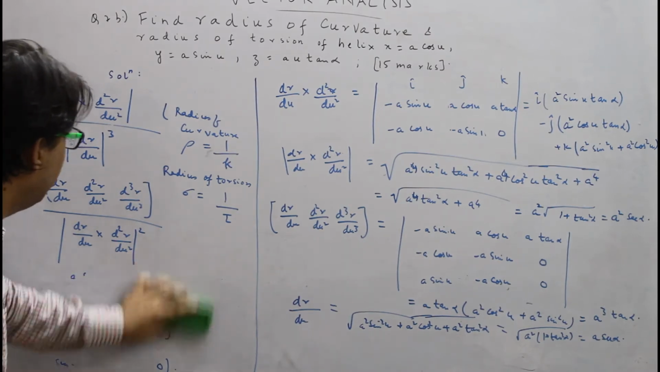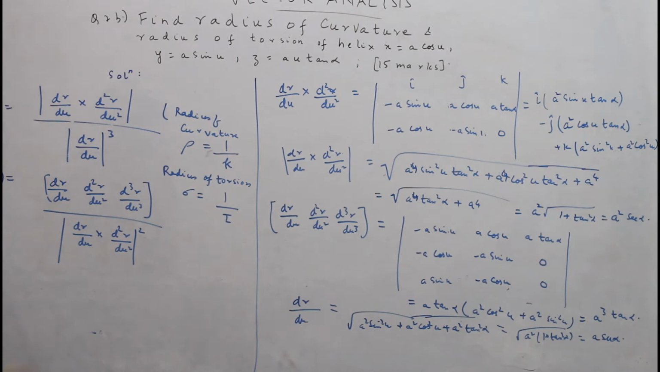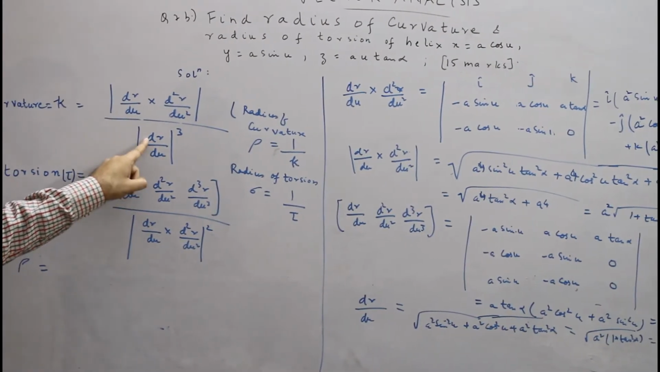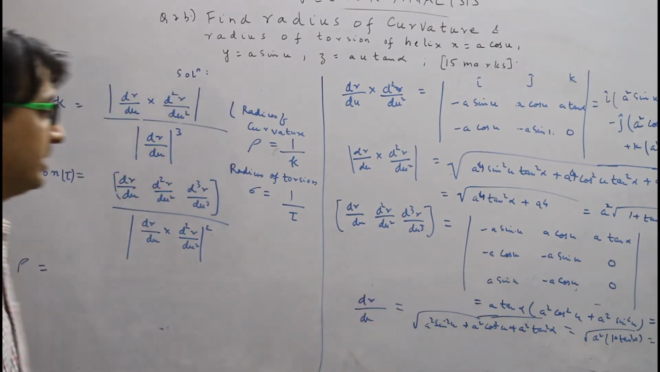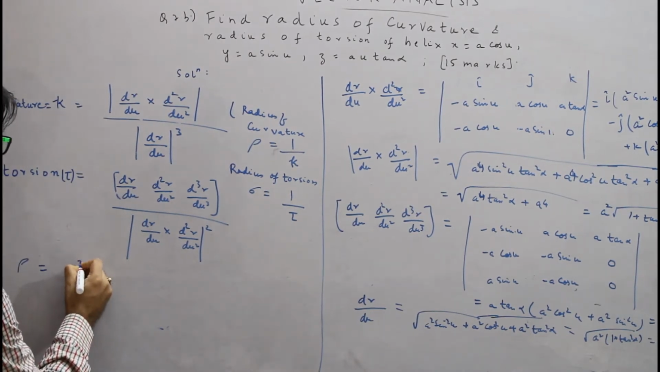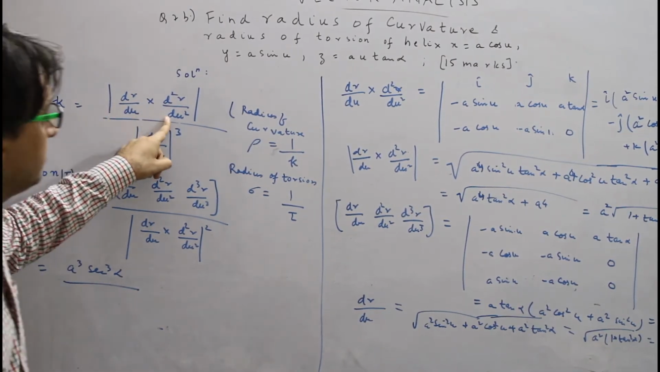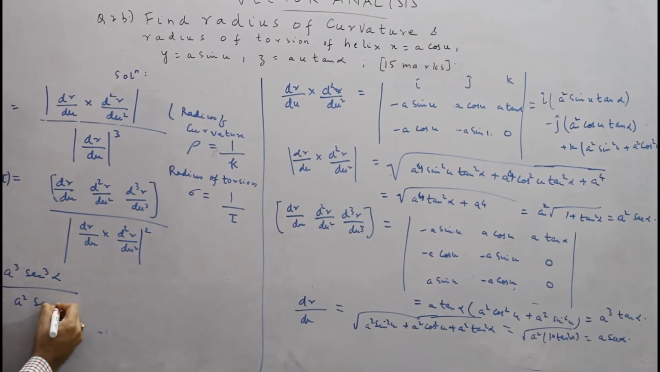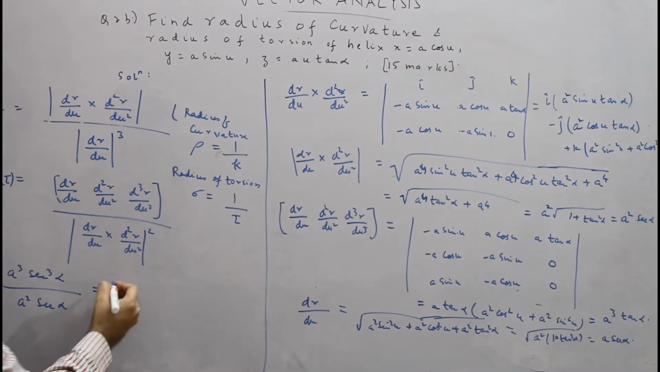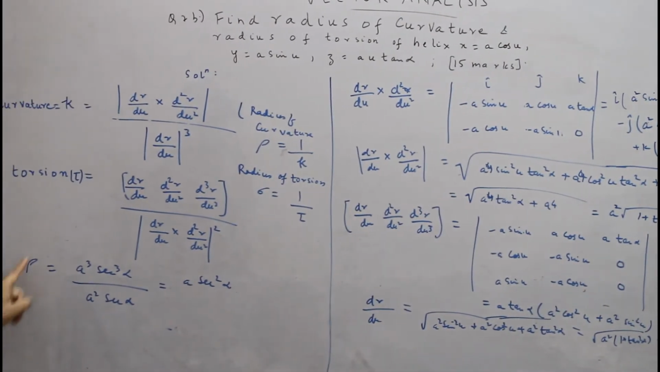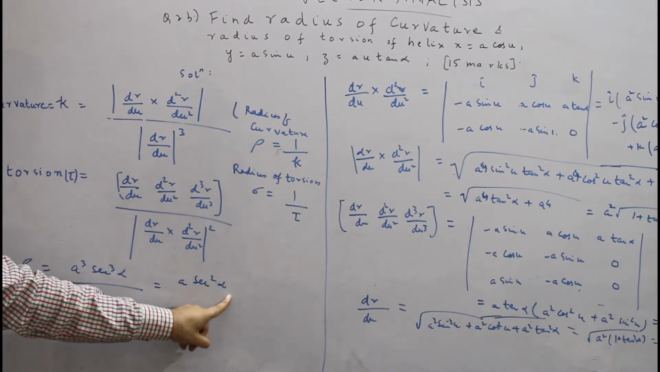First of all I will start with the radius of curvature. This will be the reciprocal of curvature. So what is dr by du? Dr by du is a sec alpha, so we have to take the cube. So a cube sec cube alpha divided by dr by du into this product, which is a square sec alpha. So this becomes a sec square alpha. So we have got our radius of curvature as a sec square alpha.